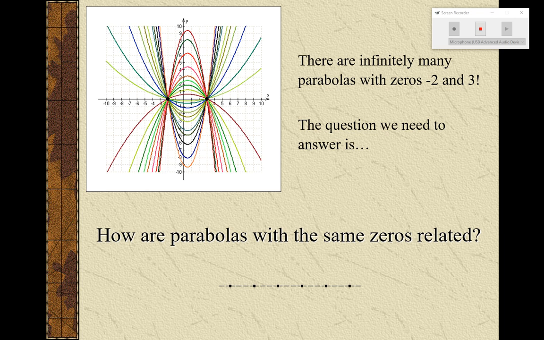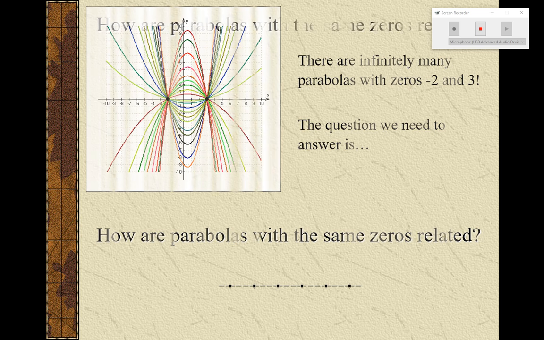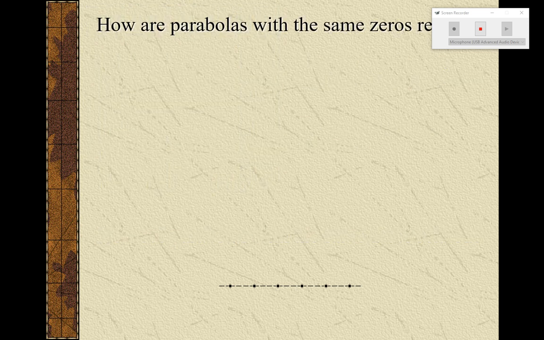Only difficult part in the whole lesson with a shockingly simple answer. Not an easy answer. See the difference between easy and simple? Easy is like, oh yeah, everybody knows that. Simple is like, oh, once I see it, that's only one step I've got to do. That's only one thing I have to do. So how are the parabolas with the same zeros related?